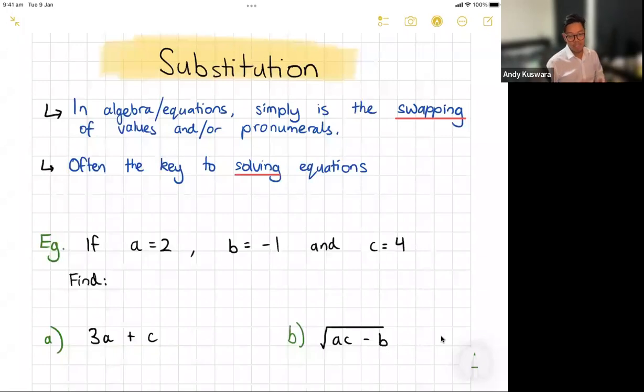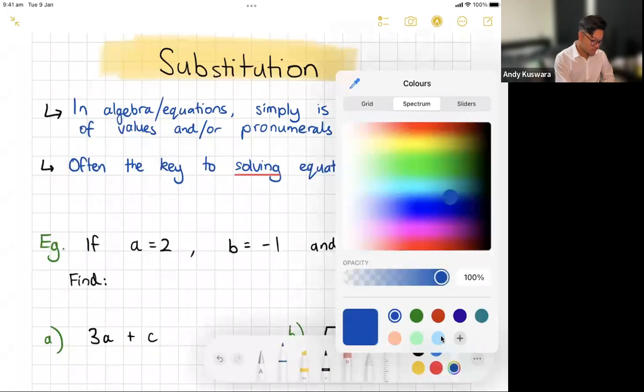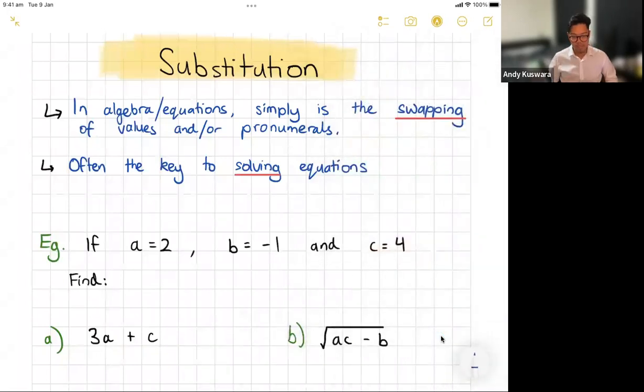And it's often the key to solving equations, right? Which is going to be the end goal of this topic, that you'd be able to solve equations such as blood alcohol. What else? Maybe medicine and dosage. All these kinds of things you should be able to calculate now by using substitution.